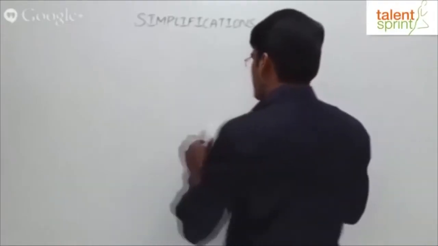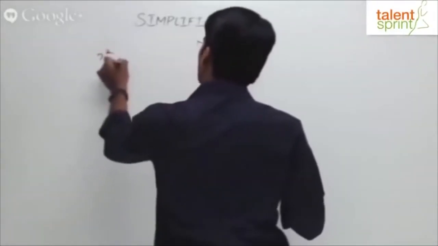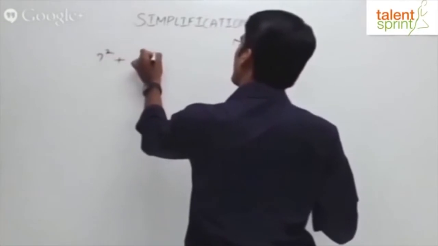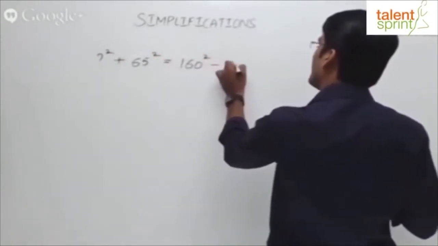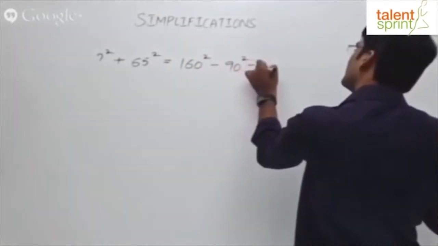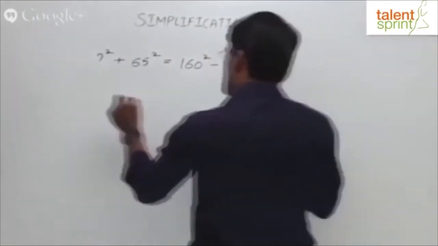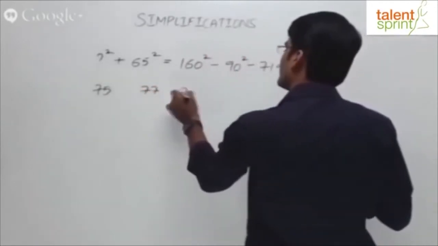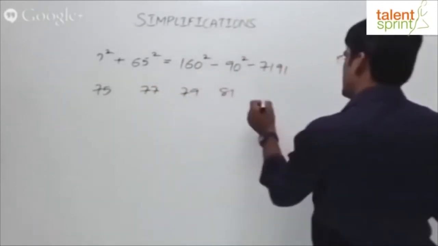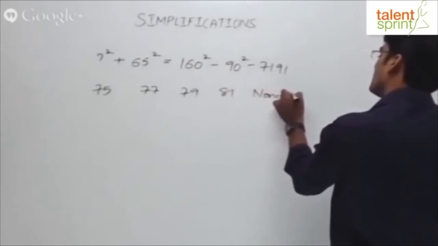Let me give you a question now. Look at this. Question mark squared plus 65 squared equals 160 squared minus 90 squared minus 7191. I'll give you the options: 75, 77, 79, 81, and the fifth option is none of these.